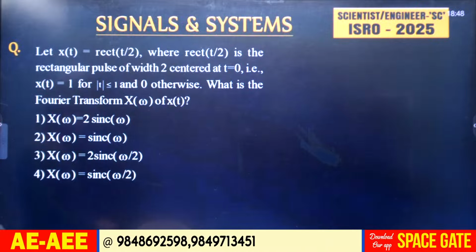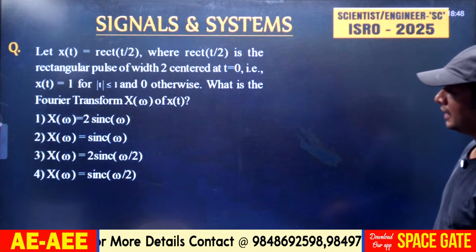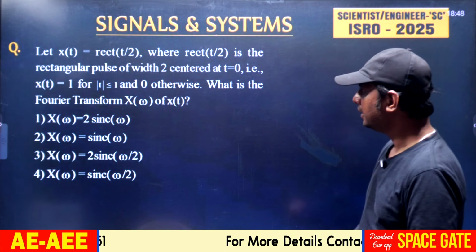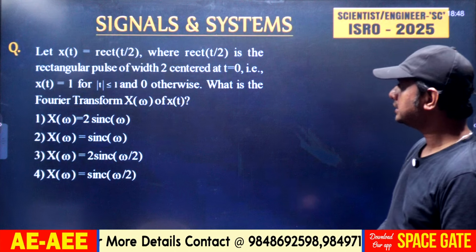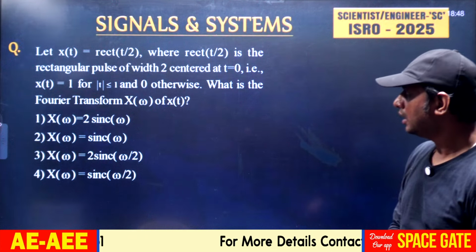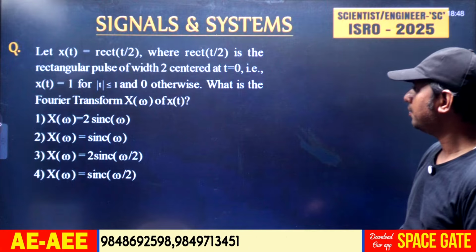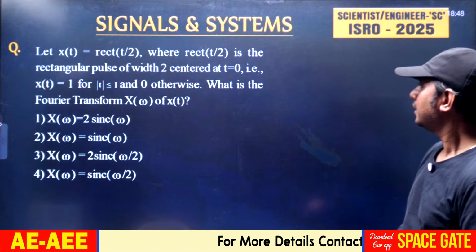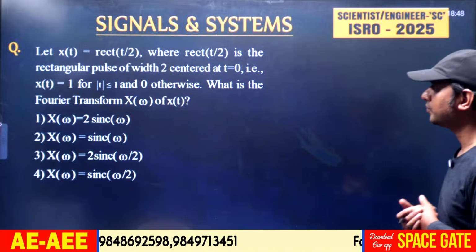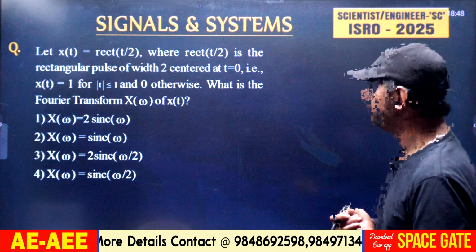Yes, this is the next question given from signals and systems. He said, let x of t is equal to rect of t by 2, where rect of t by 2 is a rectangular pulse of width 2 centered at t is equal to 0, that is x of t is equal to 1 for mod t less than 1 and 0 otherwise. What is the Fourier transform x of omega of x of t? So he is asking us to find the Fourier transform of rect of t by 2.